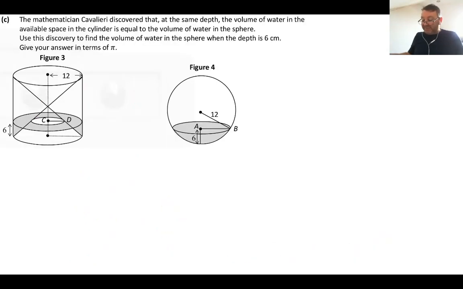Okay, and lastly then, the mathematician Cavalieri, obviously Italian, hope he didn't live in Lombardy, wouldn't be alive today if he was. The mathematician Cavalieri discovered that at the same depth, the volume of water in the available space in the cylinder is equal to the volume of water in the sphere. Use this discovery to find the volume of water in the sphere when the depth is 6 centimeters, and give your answer in terms of pi.